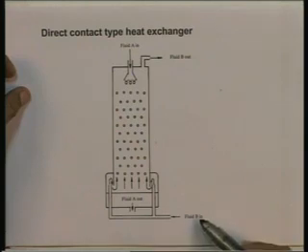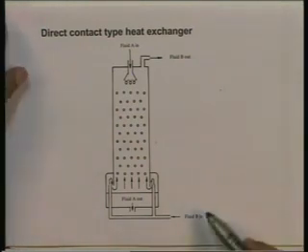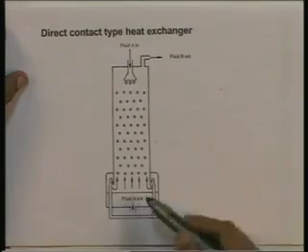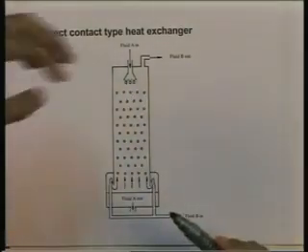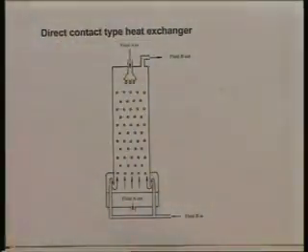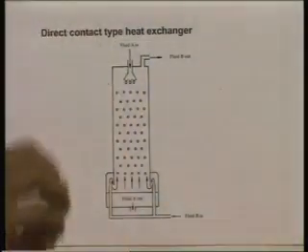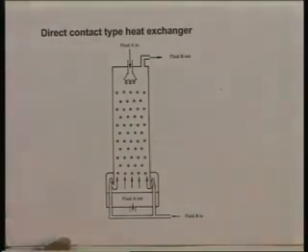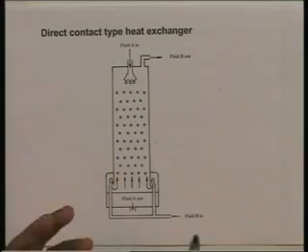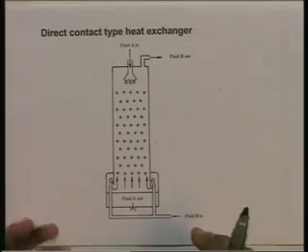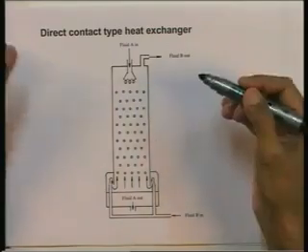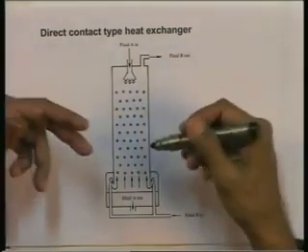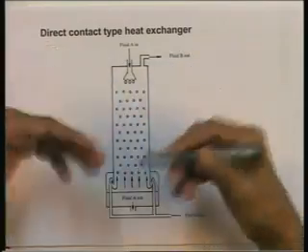The other fluid, let us say it is a gas, flows in here and flows upwards through this heat exchanger. So, let us say it is water and air, for instance. The water is being sprayed in the form of drops and the air is flowing upwards through this heat exchanger. Now, if for instance the water is hotter than the air, obviously heat is going to flow from the water to the air, or if the air is hotter than the water, the reverse will happen.